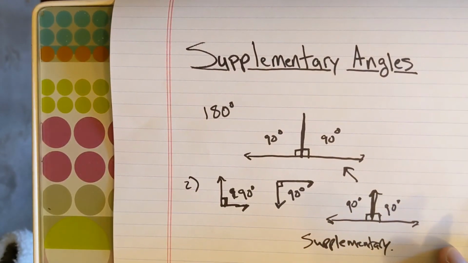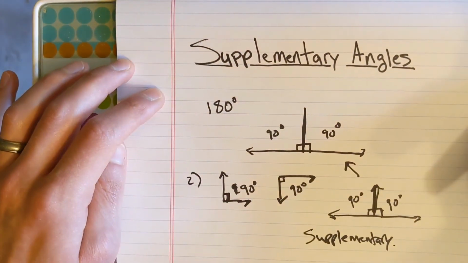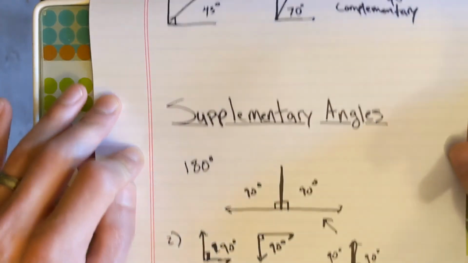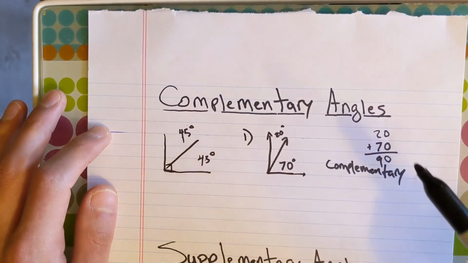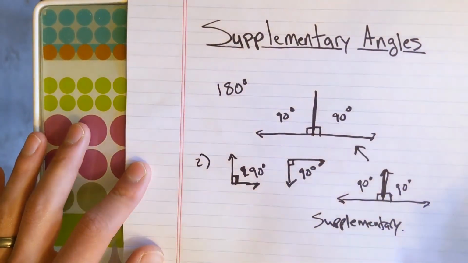All right, and the rest of the assignment is going to be doing similar things, asking whether the two angles are complementary, supplementary, or neither. Remember, complementary is two angles that add up to 90 degrees, and supplementary is two angles that add up to 180 degrees.